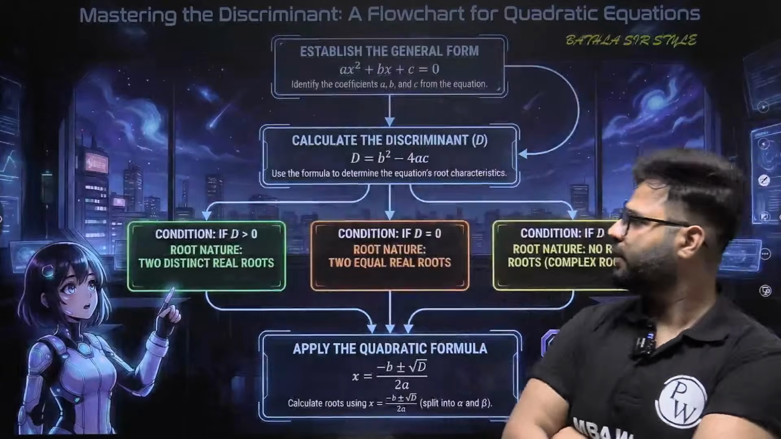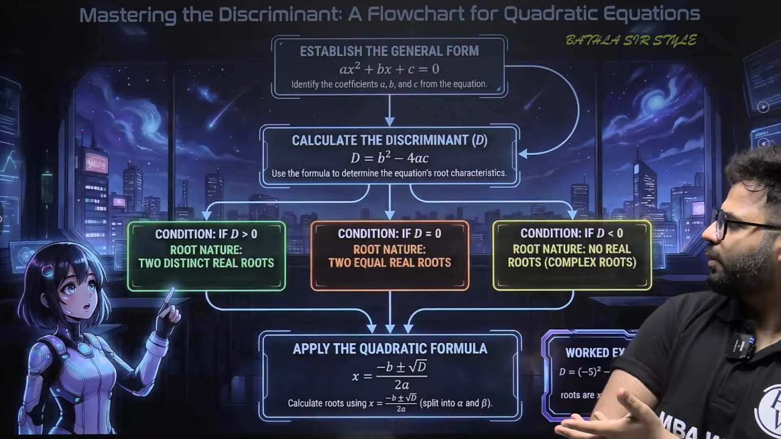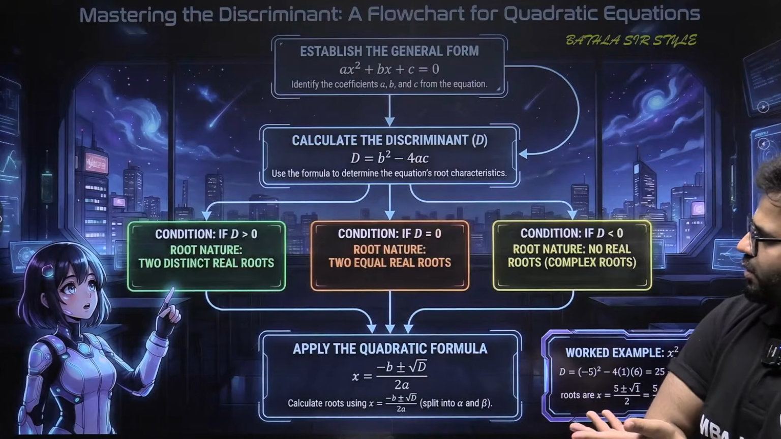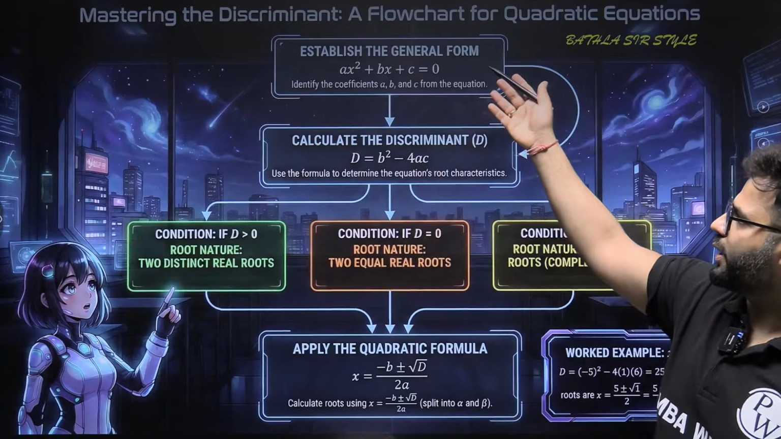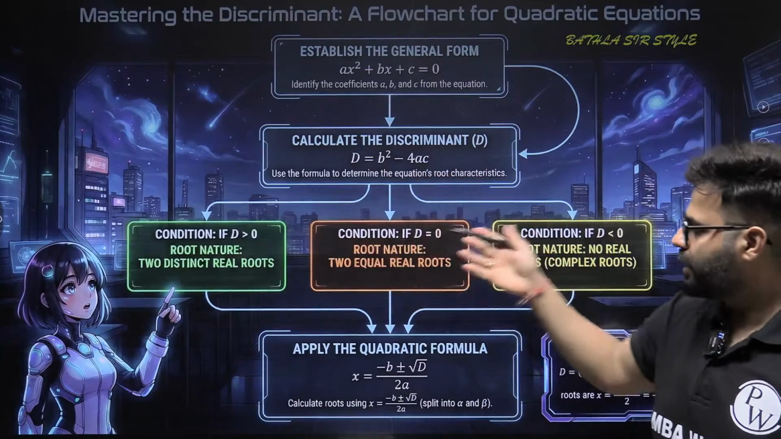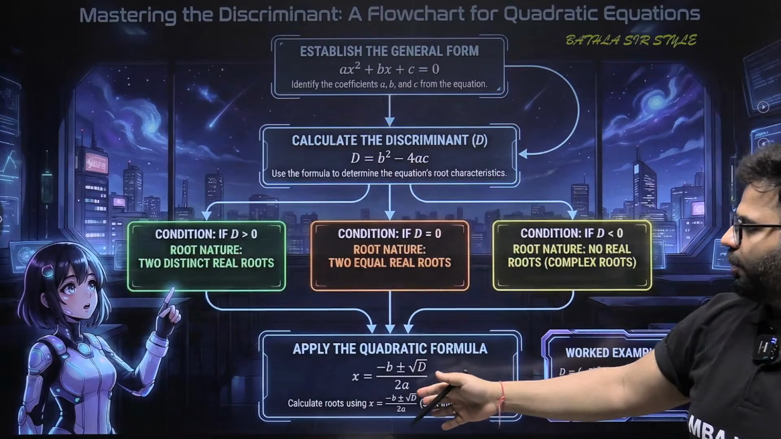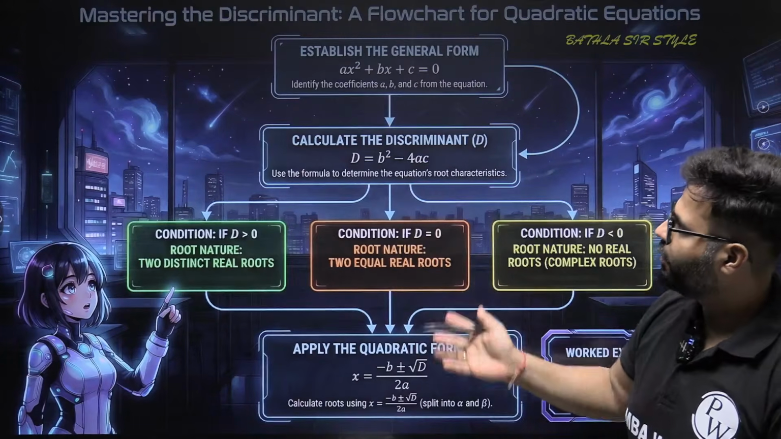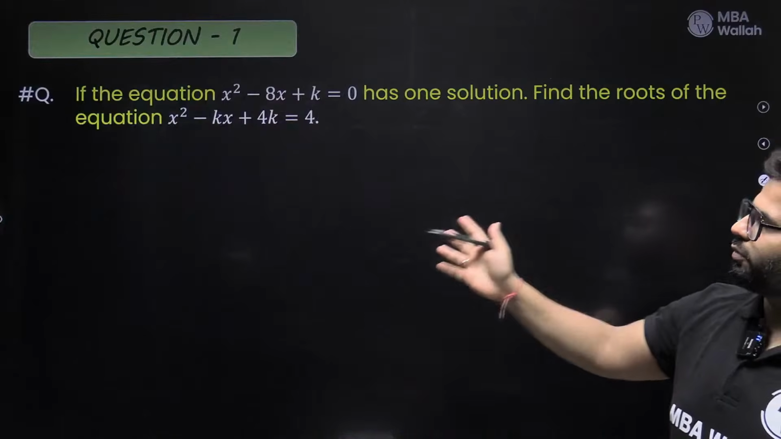Let's go, guys. This is a quick summary of everything we have discussed. I showed it in the batch as well, so you also have it. All the conditions: ax square plus bx plus c is a quadratic equation, d is b square minus 4ac. Conditions of d, how to apply the formula, and then one example. You can see it later. I'll share the notes in my Telegram group. Okay, try this question. Question 1.